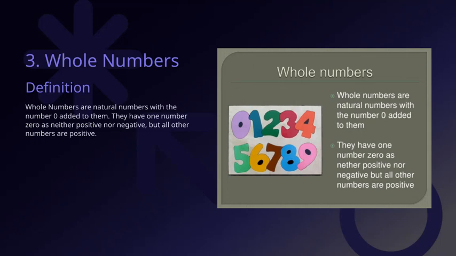Let's talk about whole numbers. Whole numbers are essentially the natural numbers, but with one important addition: 0. So, when we say whole numbers, we're including 0 along with all the positive numbers. It's interesting to note that 0 is neither positive nor negative, which makes it a unique number in this set. All the other numbers in whole numbers are positive, which means they are greater than 0. This concept is fundamental because it helps us understand how numbers are categorized and how they relate to each other. Recognizing whole numbers as natural numbers plus 0 is a key idea that ties into our broader discussion of different types of numbers and their properties.